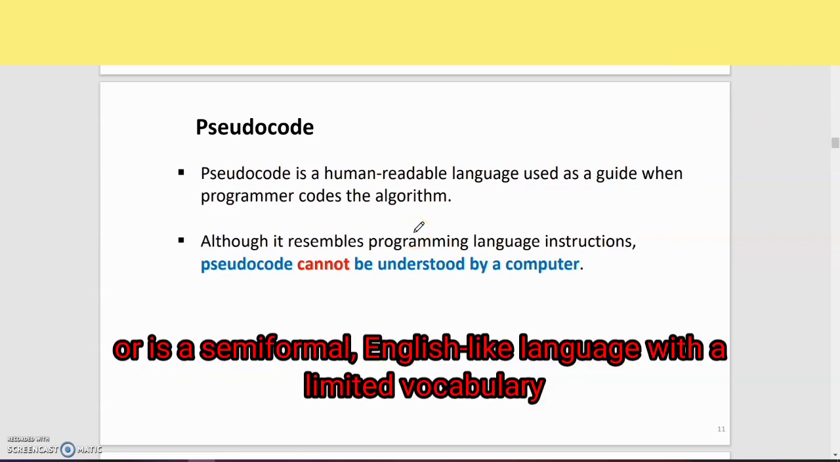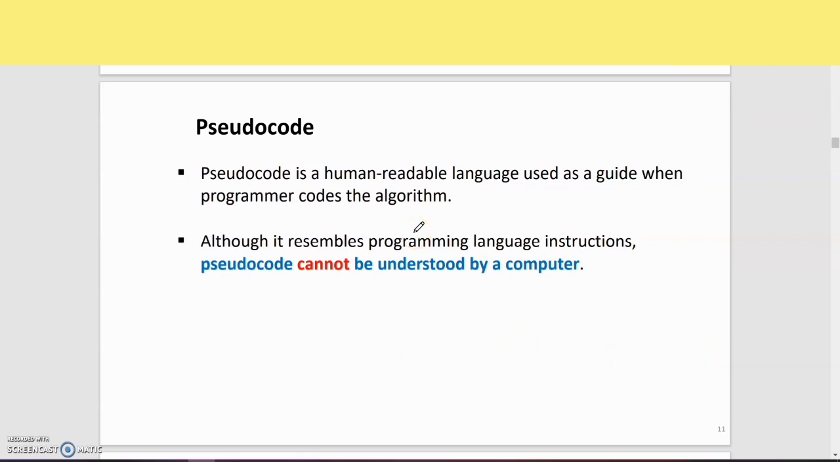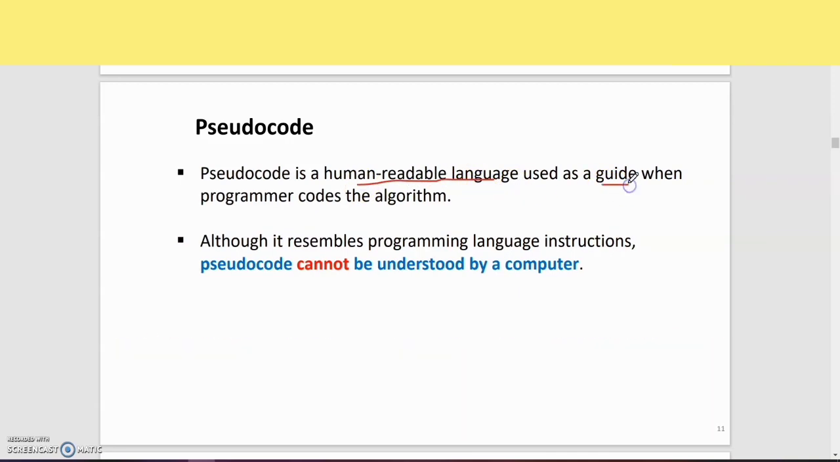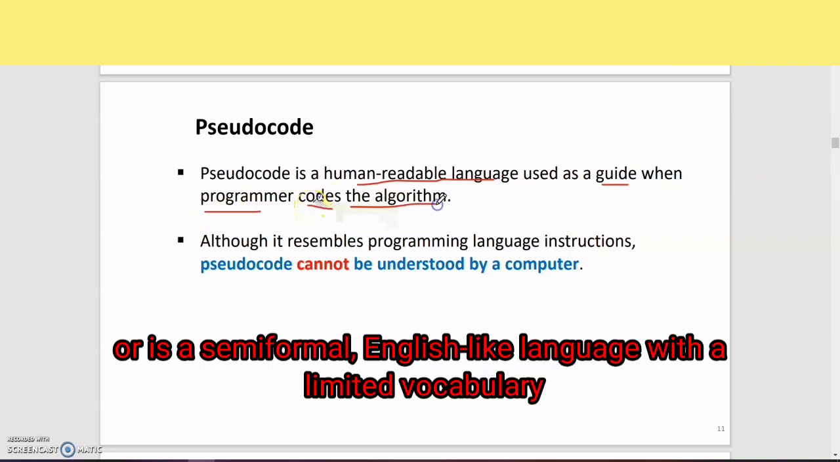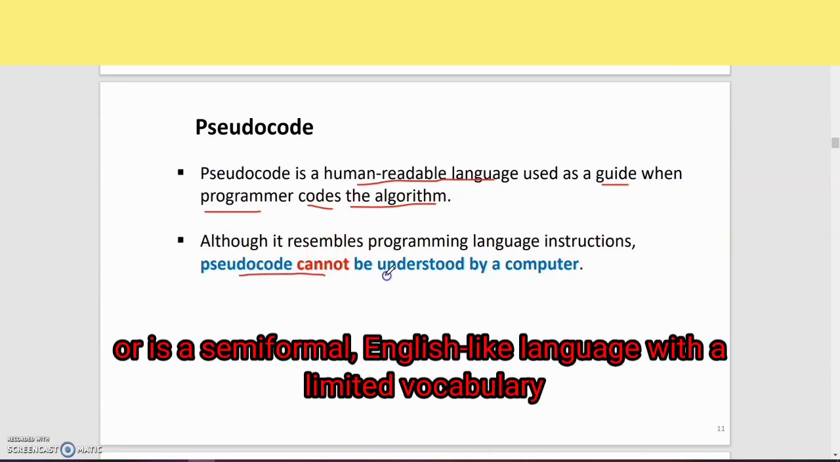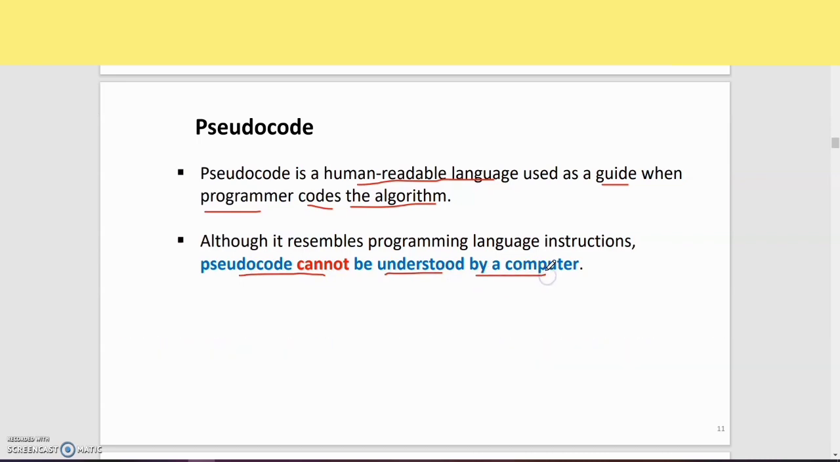Before we continue, you have to know what pseudocode is. Pseudocode is a human readable language used as a guide when the programmer codes the algorithm. Although it resembles programming language instructions, pseudocode cannot be understood by a computer.